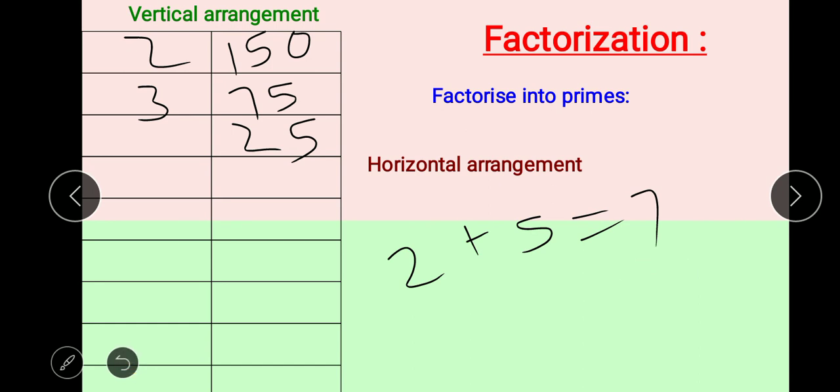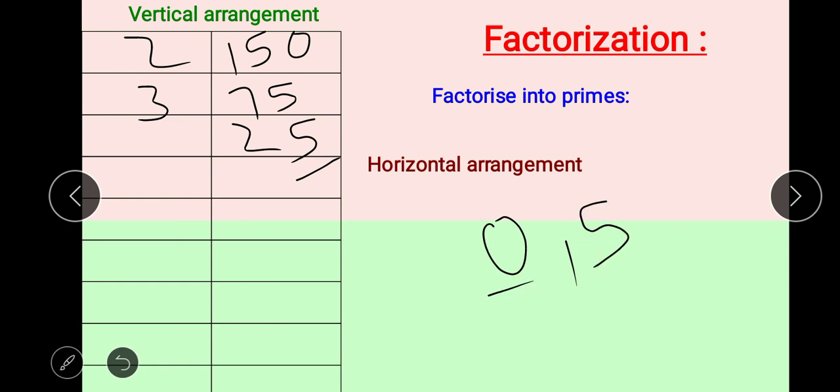Now what is the next prime number after 3? After 3 the next prime number is 5, students. So we'll check whether the number 25 is divisible by 5 or not. To check whether a number is divisible by 5 or not, you will see the last digit. The last digit should be 0 or 5. If the last digit is 0 or 5, the number is divisible by 5. Otherwise it is not divisible by 5. Here the last digit is 5, students, so the number is divisible by 5. Let us divide 25 by 5.